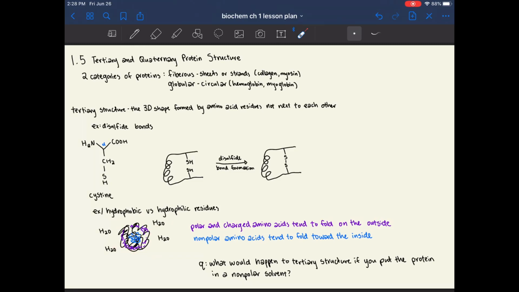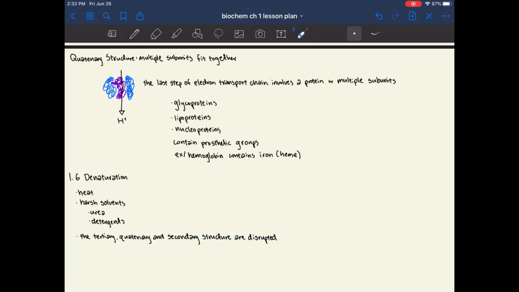Another example of tertiary structure is hydrophobic versus hydrophilic residues. Proteins exist in your body typically in water or in aqueous solution. And so your polar and charged amino acids tend to fold on the outside, and your non-polar amino acids tend to fold on the inside. Now, I have a question here: what would happen to tertiary structure if you put the protein in a non-polar solvent? Your non-polar amino acids will flip toward the outside, and your polar and charged amino acids will flip toward the inside, which will disrupt the tertiary structure.